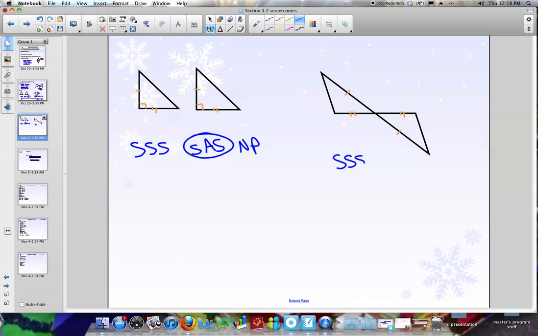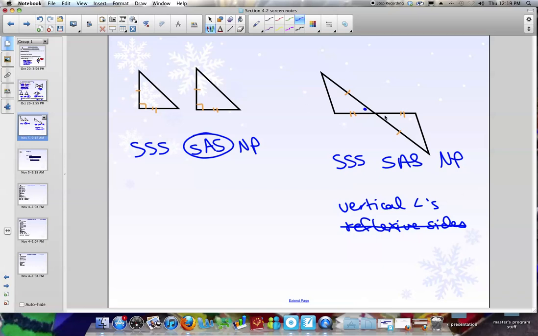Last one, side, side, side, side angle side, or not possible. Again, I'm given one pair of sides, two pairs of sides, so I have to look for my third piece. It's either going to be vertical angles or reflexive sides. In this case, the two triangles do not share a side, so I know it is not reflexive sides. My only other option is vertical angles. Is there an X? The answer would be yes, that those two angles would have to be congruent to each other because they're vertical.